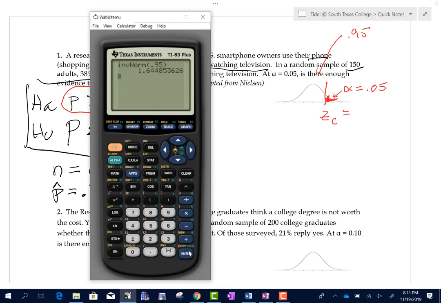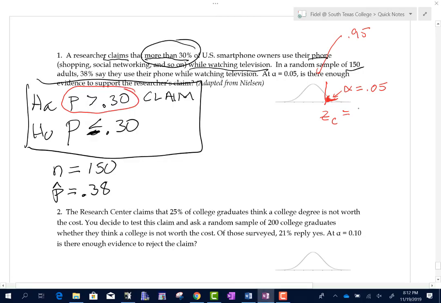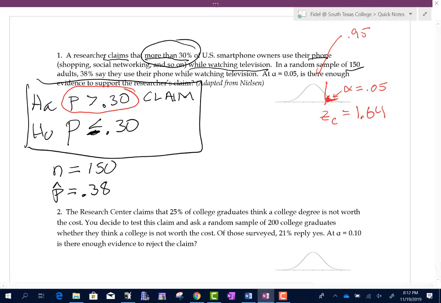Okay, let's take a look. There it is. I'm trying to make sure I'm coming up with the same thing. 1.96? No, we came up with what? 1.64? Okay, I'm going to use 1.64. I don't know why I was thinking something different over here. All right, so my critical value is 1.64.